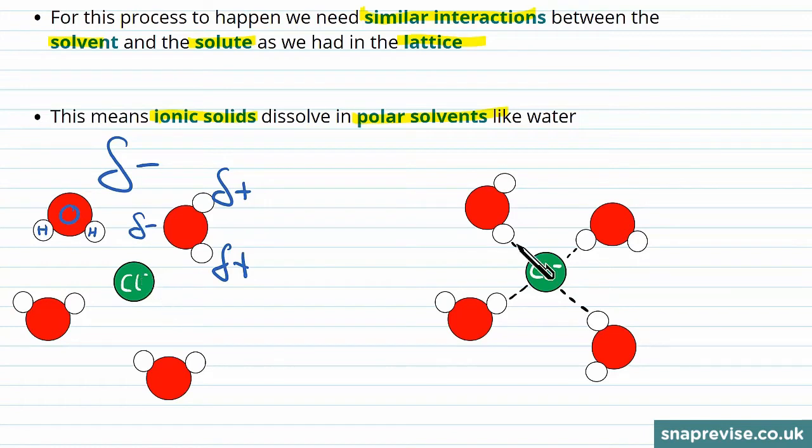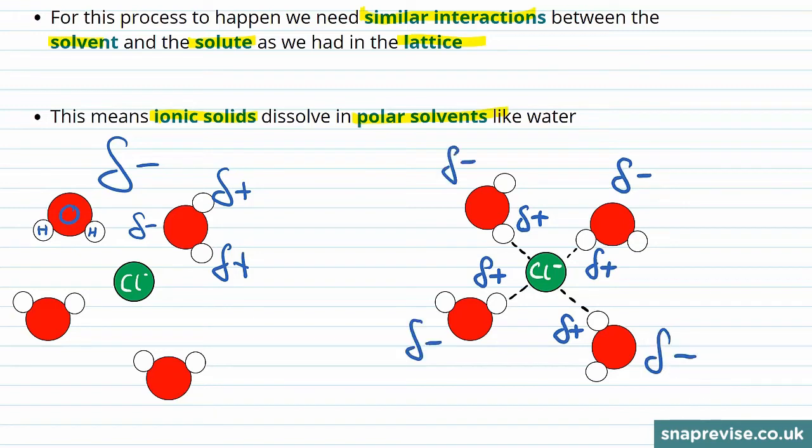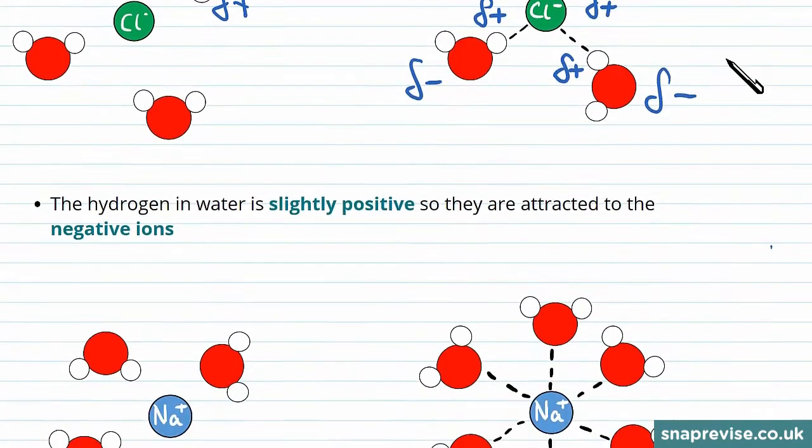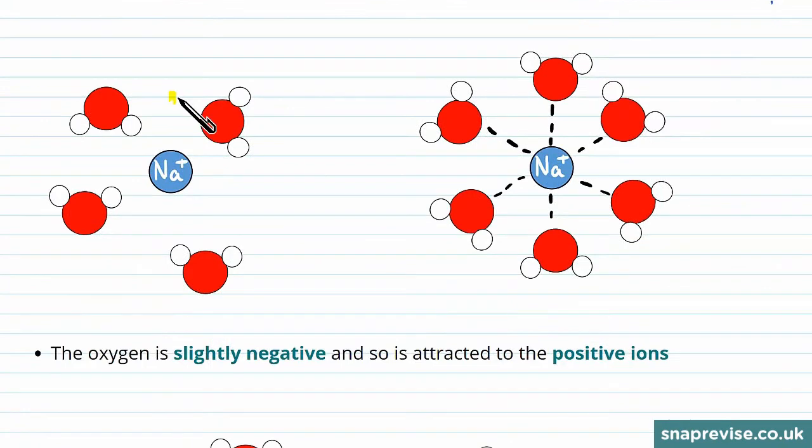So you form these interactive bonds here, where you've got all of the slightly positive hydrogen ends ending up close to the chloride ion because they're attracted to the negative side, and then you've got all of the slightly negative points on the oxygen end facing the other way. We get the same process with the positive ions in our solution, but this time it's the slightly negative oxygen end which is attracted to the positive ions.